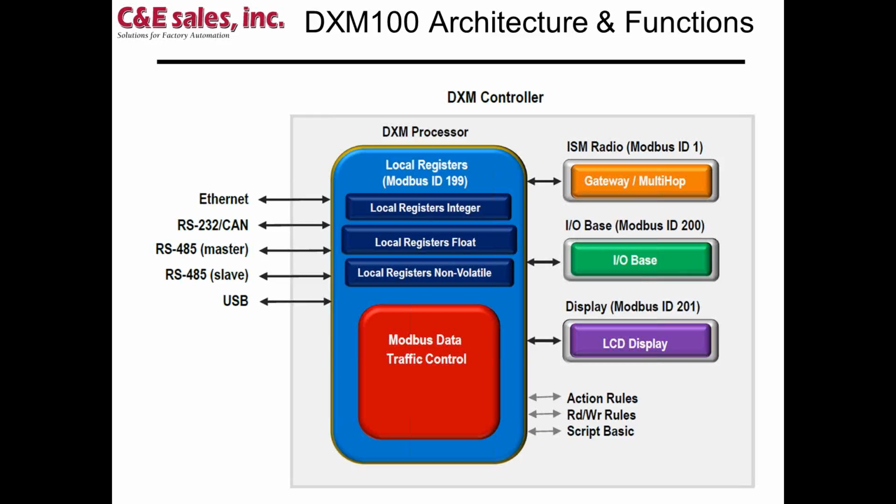Also, you would bring in the local I/O into local registers, and pass from those local registers out to the LCD. And again, the action rules and the read-write rules and ScriptBasic, we'll cover more of that coming up, but that's all working with the local register data. Then also from these local registers, you can send out Ethernet, RS-232, this RS-485 as a master or a slave, and then USB mainly used for programming.